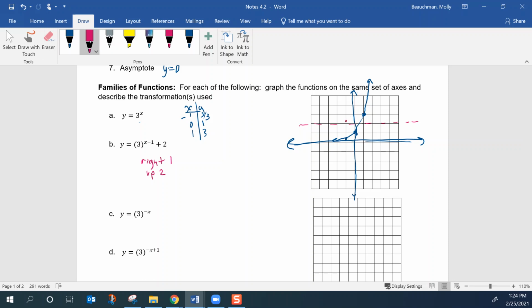So I'll take each individual coordinate and move it to the right 1 and up 2. So this (0, 1) goes to the right one, up 2. This coordinate to the right one, up 2. And this coordinate to the right one, up 2. So our new function is a transformed version where the horizontal asymptote is now the equation y is equal to 2, and two points on my graph are the point (1, 3), and the other point is at (2, 5).